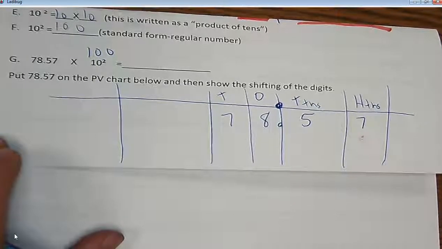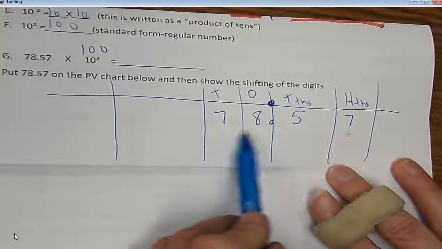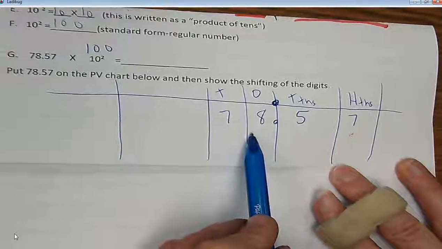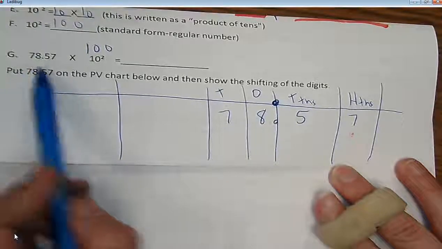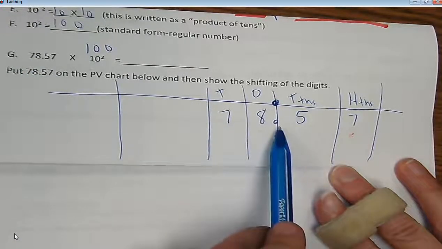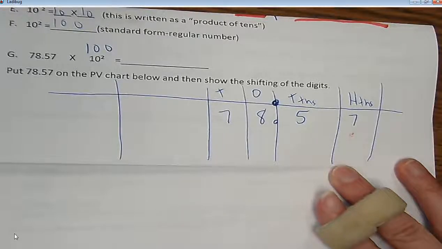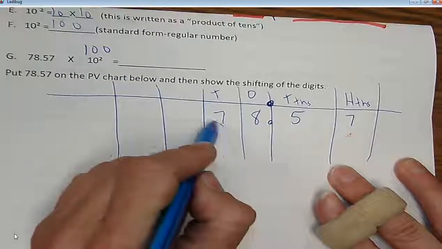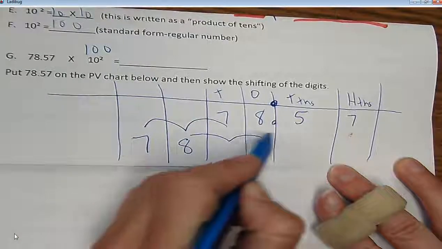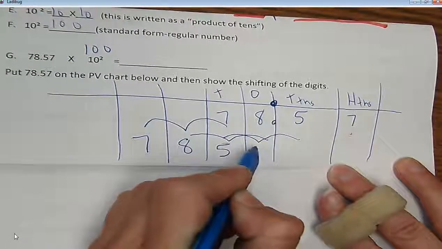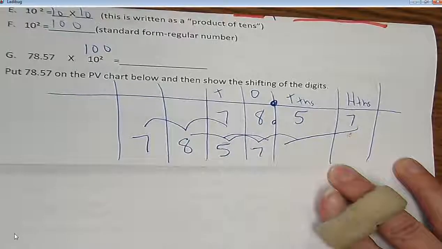You have to make sure that you get the number in the right place to start with, or else if you shift it, it won't work out right. So I had 7 tens and 8 ones, then the decimal point. Okay, we're doing times 100, so we're going to shift 2 to the left. Decimal point goes straight down.